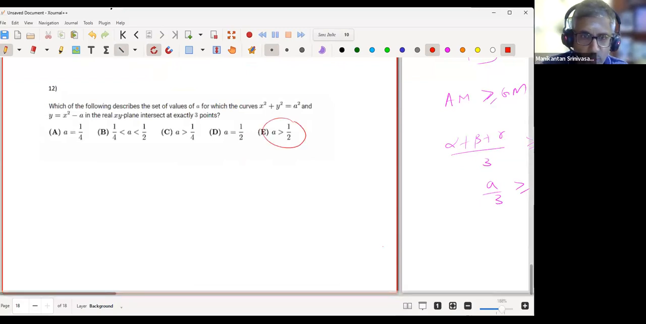All right. So let's see. What is this? X square plus y square equal to a square is a circle. So this is a circle.